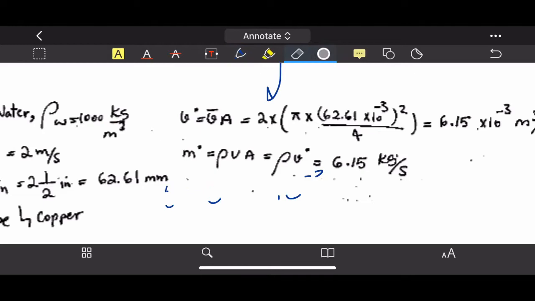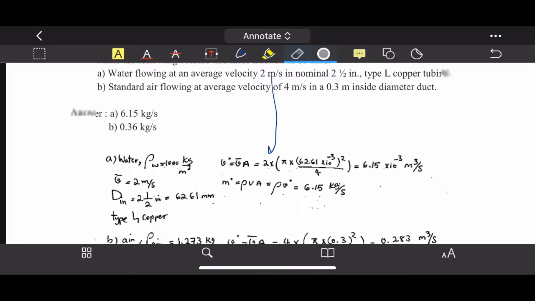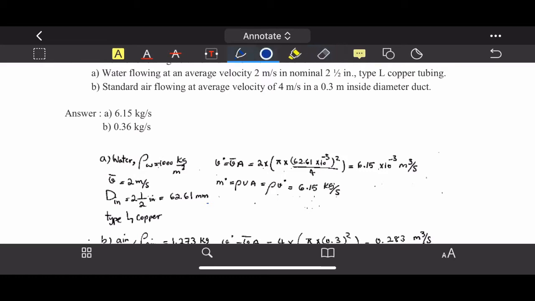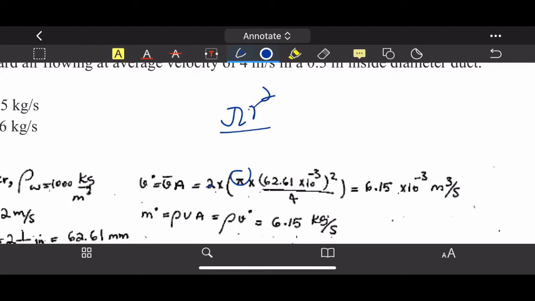Right, so let me clear this back up. Okay, so put in 2 times pi times 62.61 times 10 to the power of negative 3. We have to square them because it's pi D squared over 4, right? And the answer is 6.15 times 10 to the power of negative 3 meter cube per second. And that is the volumetric flow rate. How many cubic meters of water flow in 1 second of time? That is why you get meter cube per second.